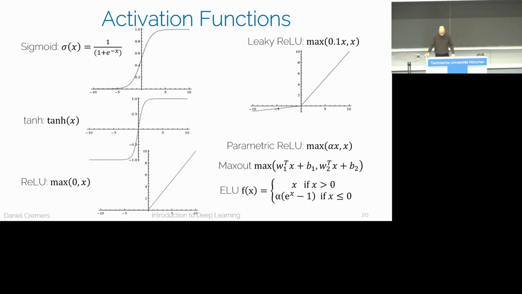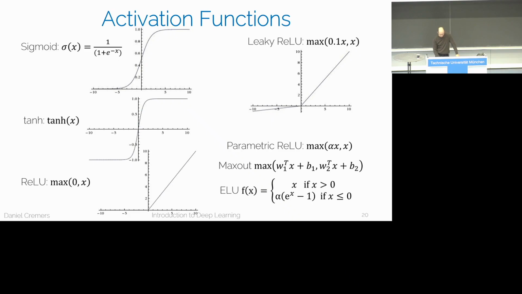The maxout is a more sophisticated one where you have basically what you see here with weights W1, W2, and B1, B2. So you can have fairly sophisticated, learnable configurations.